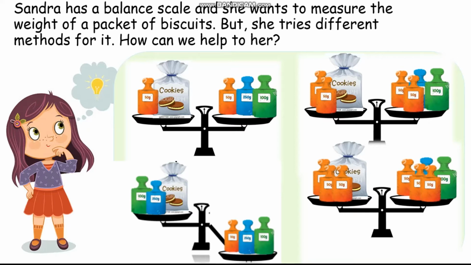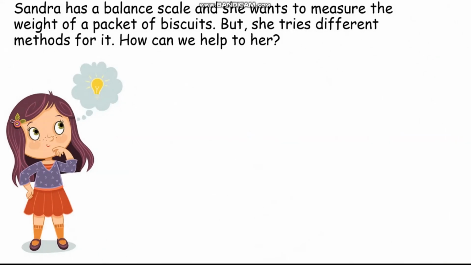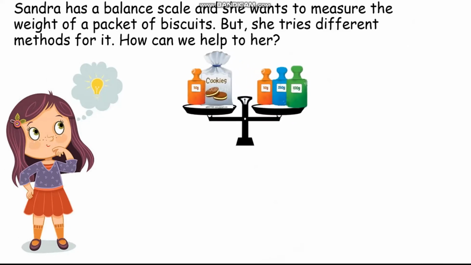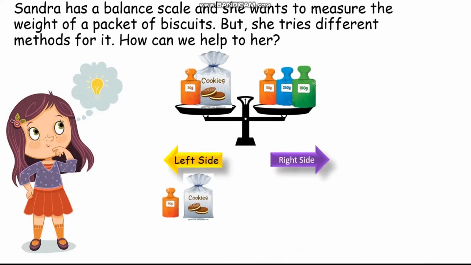Let's look at the example together. Let's examine the first case. On the first case, we see that on the left side we have 50 grams and cookies, and on the right side we have some weights which are 100 grams, 250 grams and 50 grams.